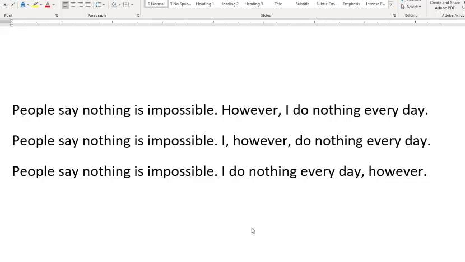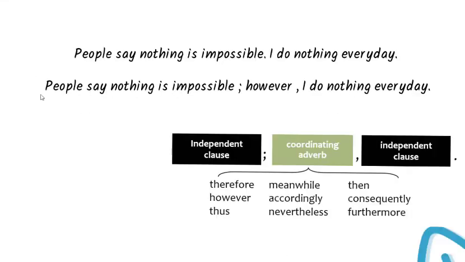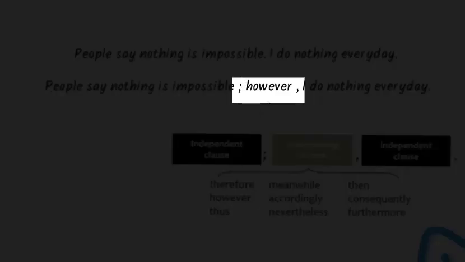Remember that when you're using "however" in order to combine sentences, you'll need the entire formula. So just as you see here, "people say nothing is impossible," complete sentence. Then we use the formula because we have the complete sentence on the other end.